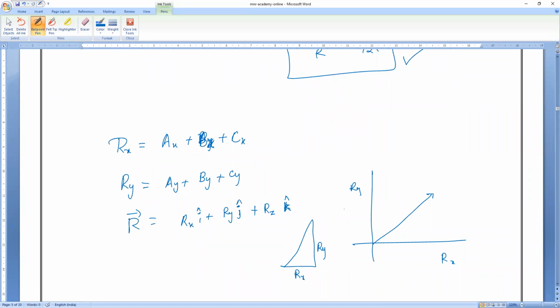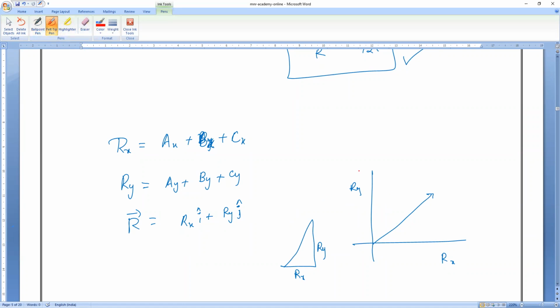Sorry, I made a small mistake. So Rx, you find it. We can find Ax, Bx and Cx, and Ay, By and Cy, and we can find the resultant. So only two directions, the X direction and the Y direction. Here Rz won't be coming. Only the X direction and the Y direction. So here only Rx i cap plus Ry j cap will come. That is what you have to remember.